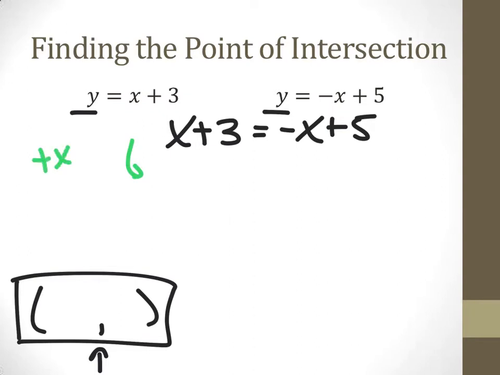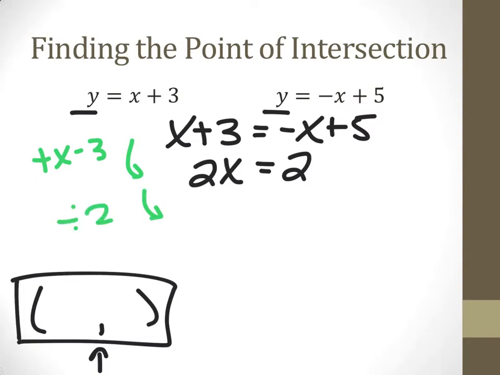Let's go ahead and add x and subtract 3 from both sides. Adding x to the left, you get 2x minus 3 gives you just 2x. On the right, you add x, the x's go to 0. 5 minus 3 is 2. Let's go ahead and divide both sides by 2, and that gives us x is 1, and that's our x value.